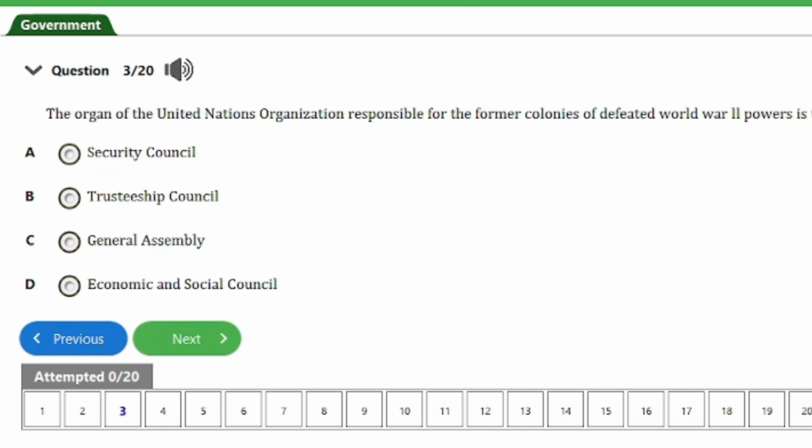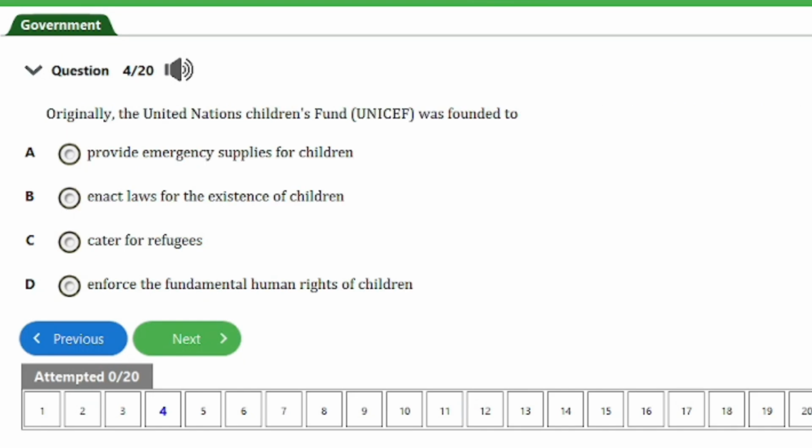It says, the organ of the United Nations organization responsible for the former colonies of defeated World War II powers is the A, Security Council, B, Trusteeship Council, C, General Assembly, D, Economic and Social Council. So guys, the answer to this question is option B, that's Trusteeship Council. Let's head on to the next question, guys. We have here question number 4.